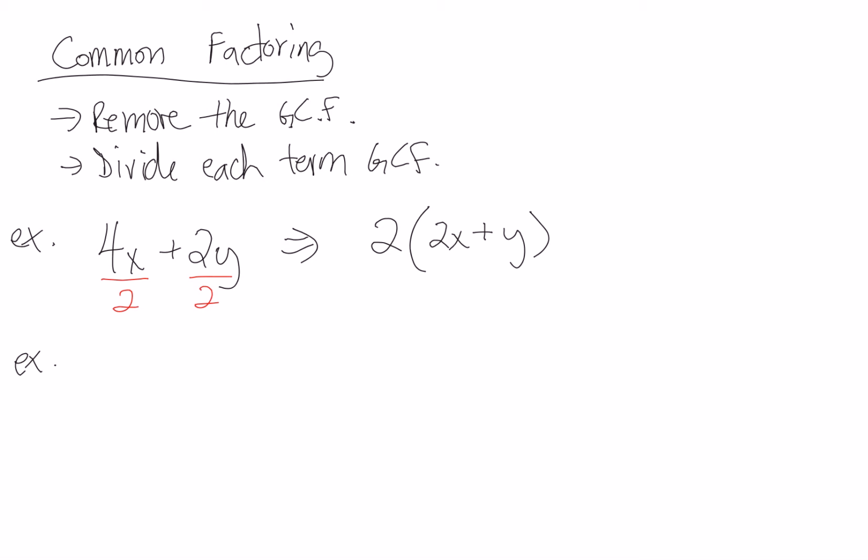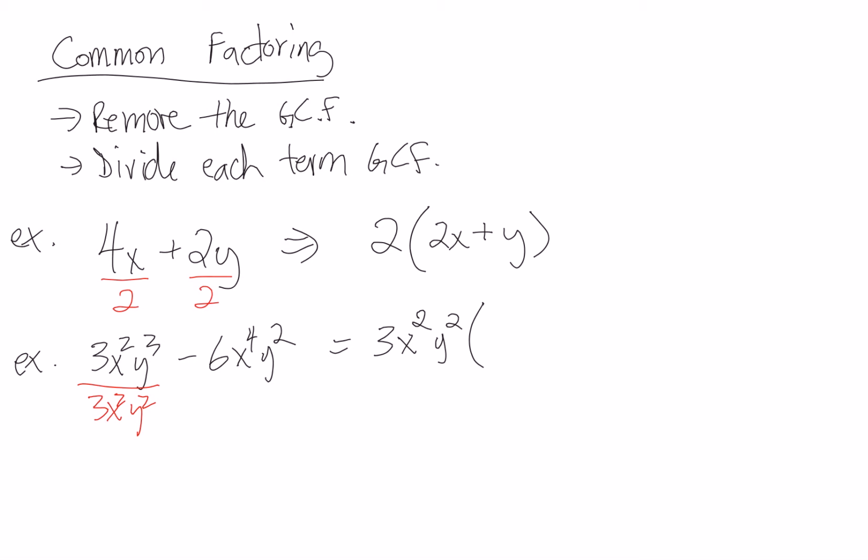Let's suppose I give you 3x squared y cubed minus 6x to the 4th y squared. In this case you want to figure out what your GCF is. The greatest common factor between the numbers will be 3, right? 3 goes into 3 and 6. For our x's, we have an x squared and x to the 4th, so the smallest one will be x squared. For y's, we've got y to the 3 and y to the 2, so the smallest one is y squared. So that's what we want to divide by. We want to divide each of these by 3x squared y squared.